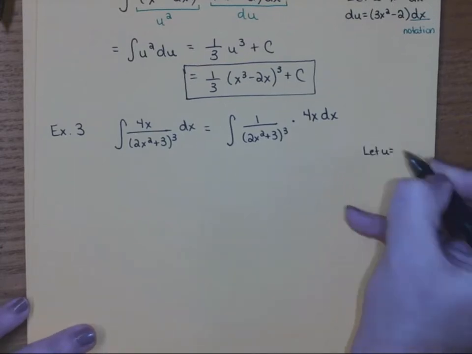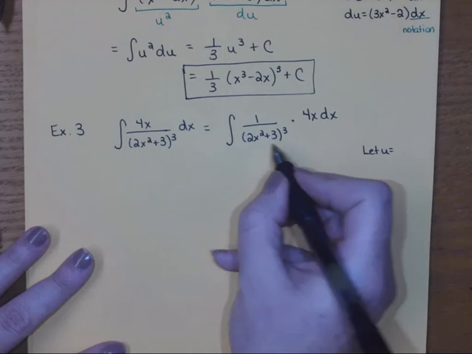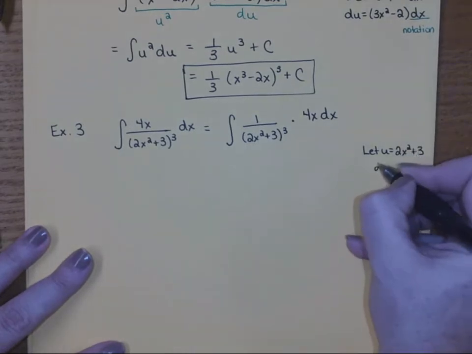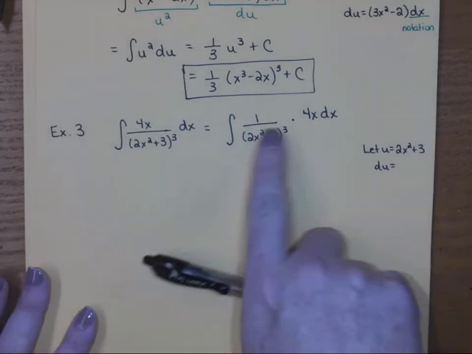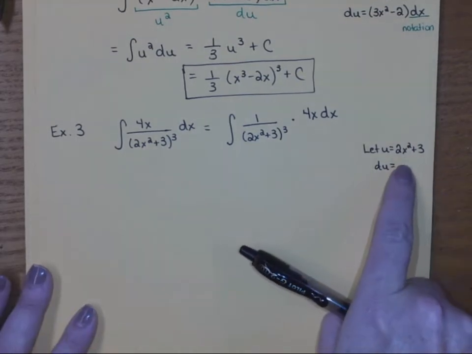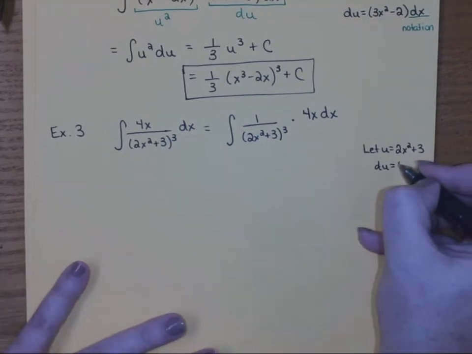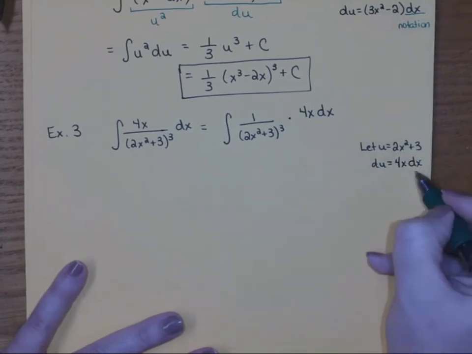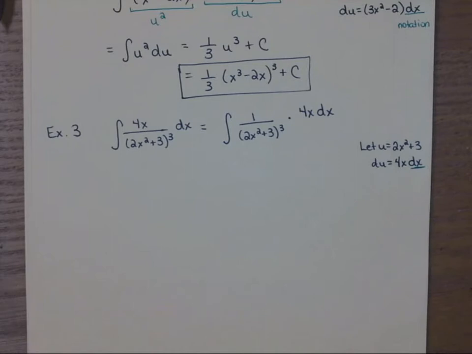Okay, so what would we likely make our u? We would make our u the complicated inside portion, right? So 2x squared plus 3. Okay, so ignore what we have over here. What would the derivative of this be? So it would be 4x, and then don't forget this dx notation. Okay, always make sure to remember that.